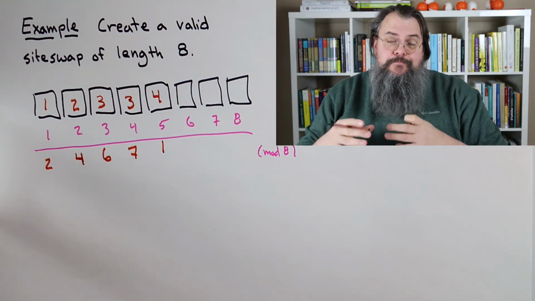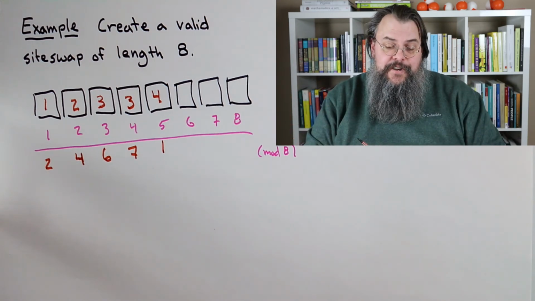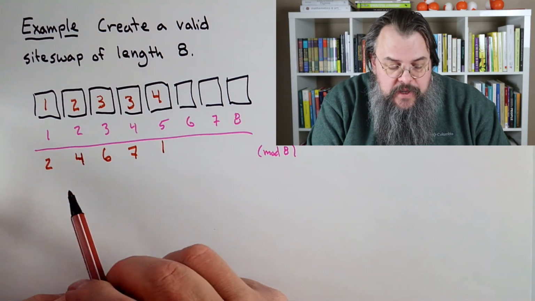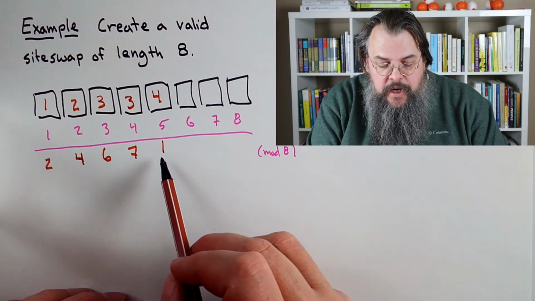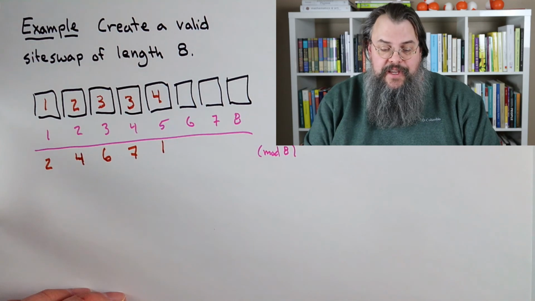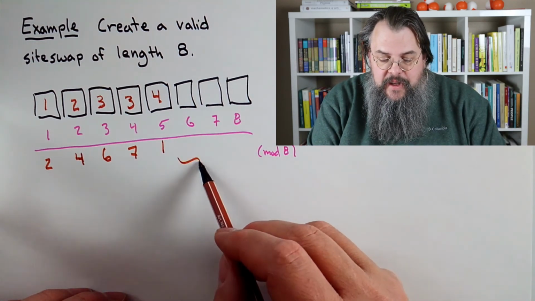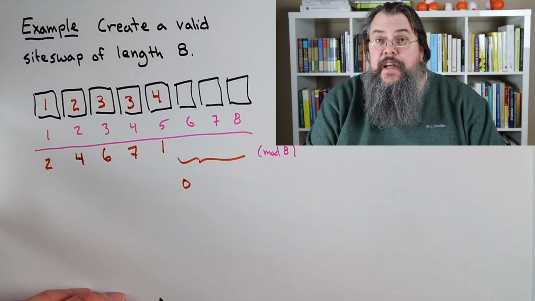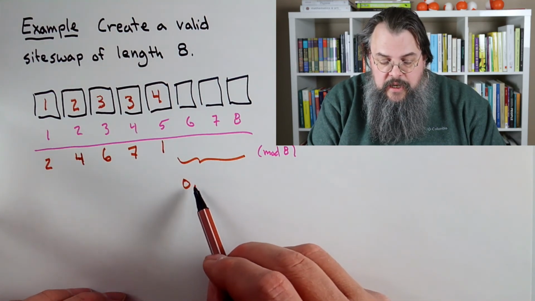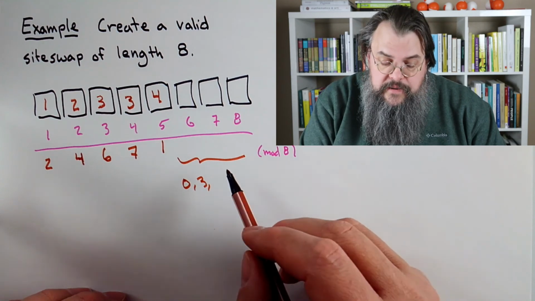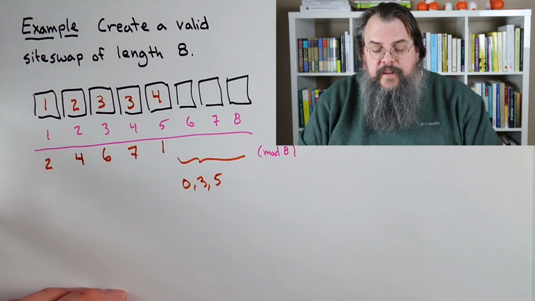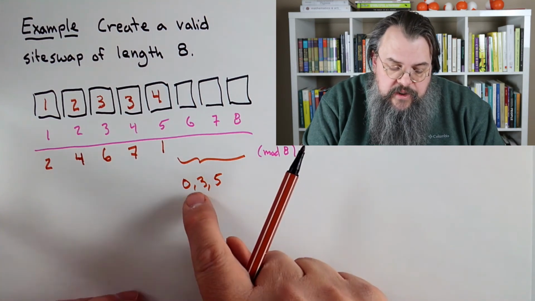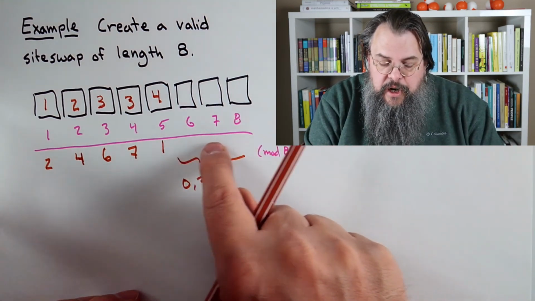So far, no collisions, life is good. But what needs to happen? Well, if you look, there's 2, 4, 6, 7, 1. What's missing on this list? Things that are missing. Well, so far, we haven't seen a 0 mod 8, a 3 mod 8, or a 5 mod 8. So what needs to happen is that 0, 3, and 5 have to show up in here.